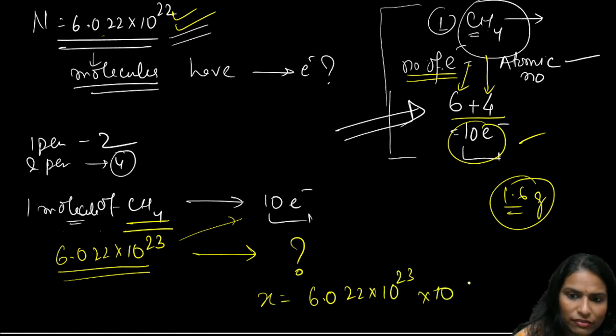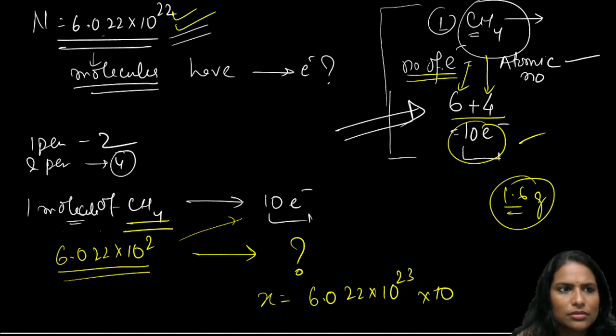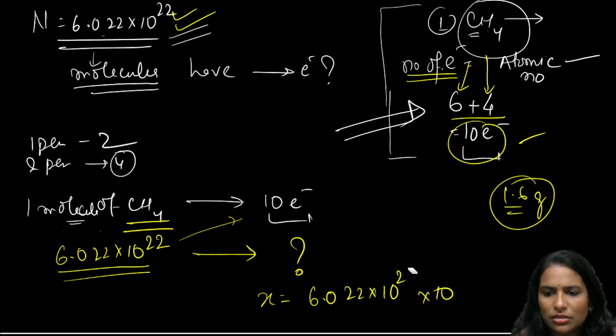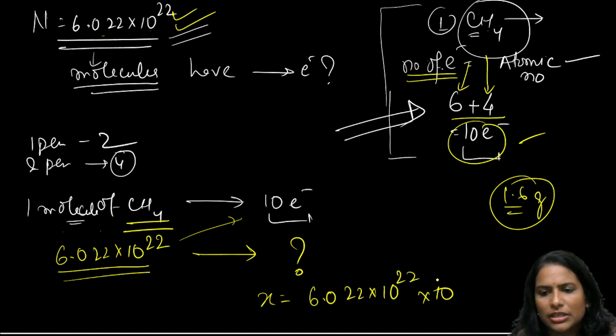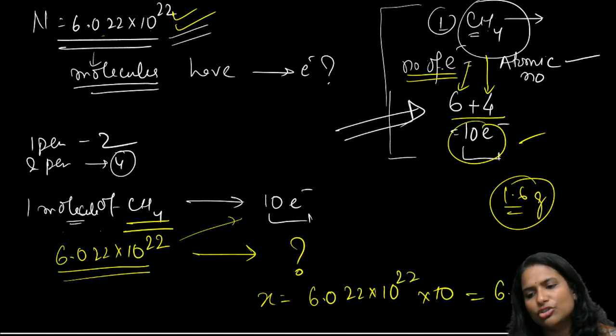Yes. So what will it be? Sorry, it was supposed to be 22. Just kindly do this correction. It is 22. Here also you do the correction. Yes, and now if you calculate, it is 6.022 into 10 to the power 23 electrons.